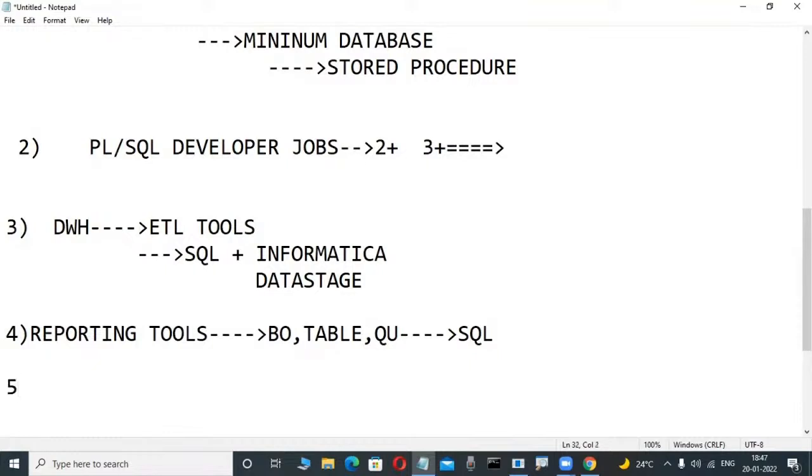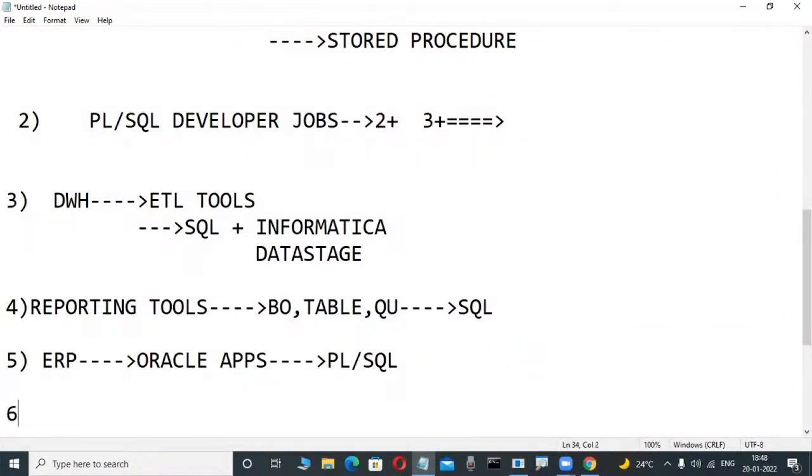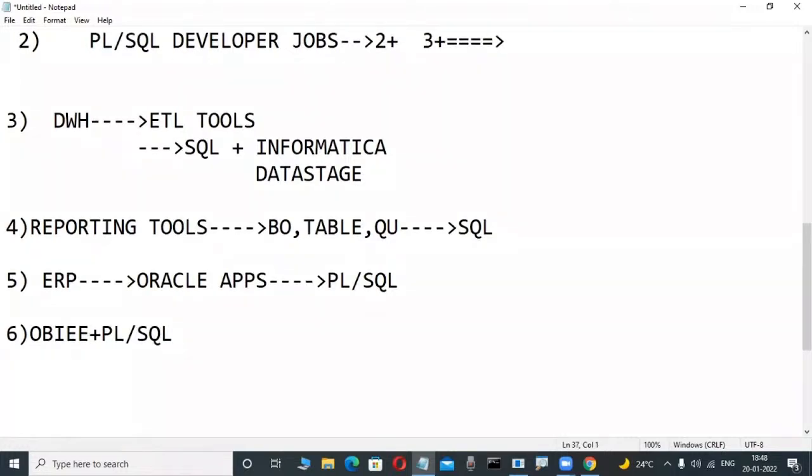Again, suppose some programmers are interested in the ERP side. Oracle Apps. What is Oracle Apps? ERP is there, same like SAP. Oracle Applications 11 is there. These persons require very good knowledge in PLSQL, so those persons are also learning these courses. Again, OBI programmers are there. OBI is a product, and with that, PLSQL jobs are there. Those persons are also learning these courses.